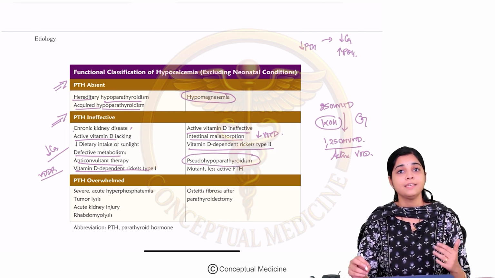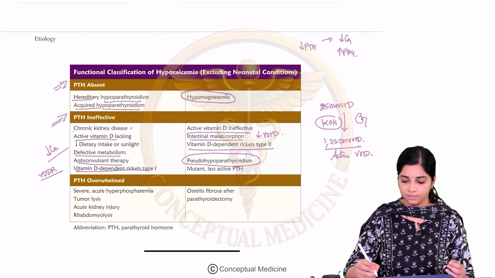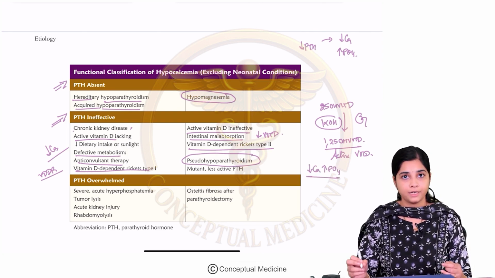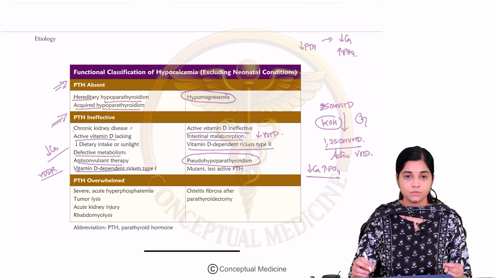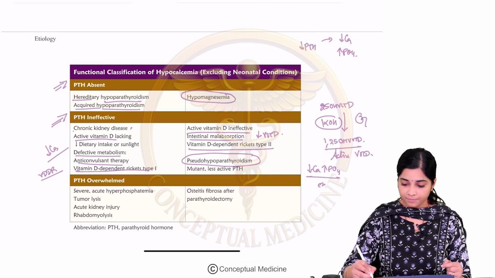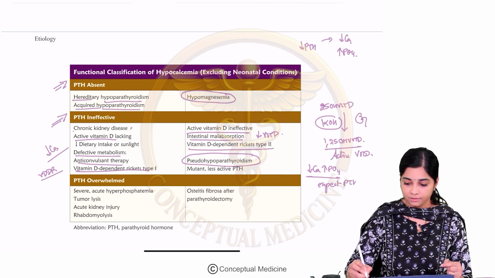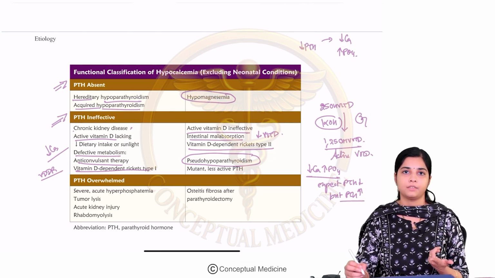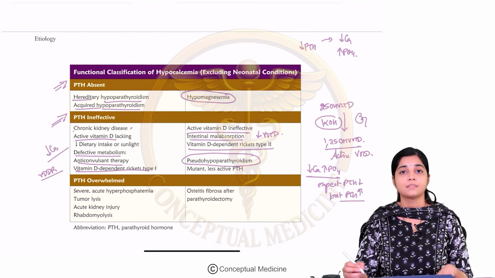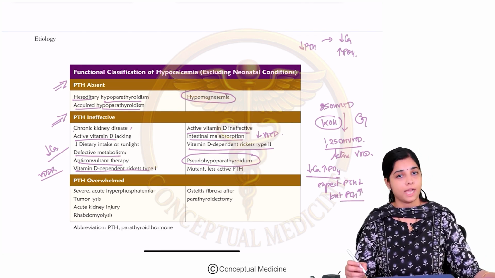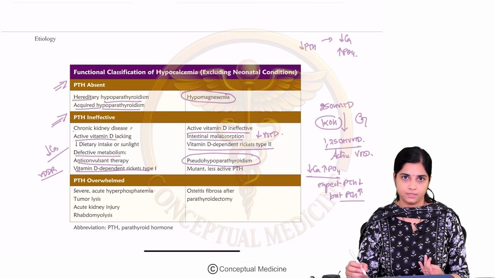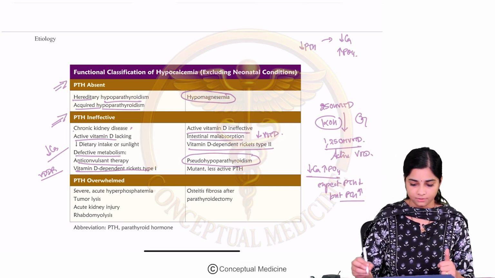Here you have signs and symptoms of hypopara. That means your calcium is low and phosphorus is high. So what will you expect? You expect PTH to be low, but here the PTH is high. PTH is high in pseudohypoparathyroidism. Why? Because there is resistance to the action of PTH, so PTH action is not happening. Your signs and symptoms are like hypopara, but your PTH is elevated. This is your pseudohypoparathyroidism.